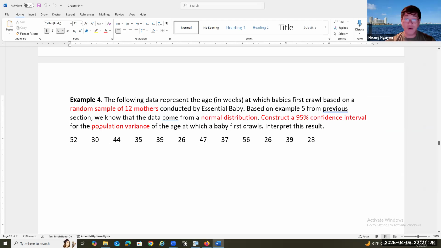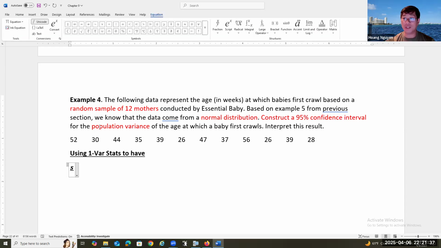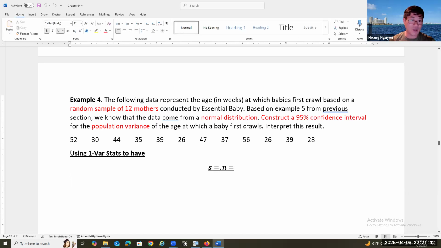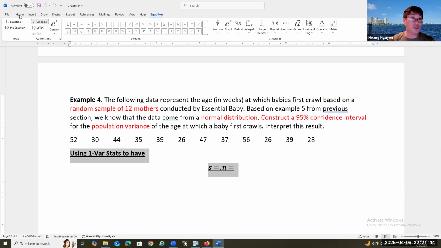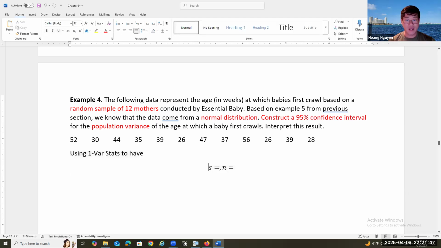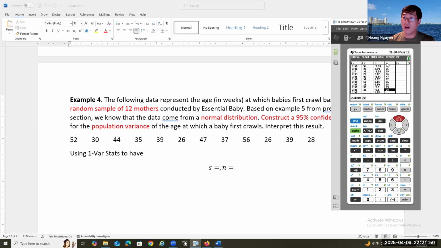Before we can move on, we need to use 1-Var Stats. We need to know the sample standard deviation S, and we need to know the sample size n. So we're going to use the 1-Var Stats option to get those two values. Let's use 1-Var Stats on your calculator for list number 4. I have my data in list number 4, so we go to Stat, then Calc, then 1-Var Stats, and I change the list to list number 4.